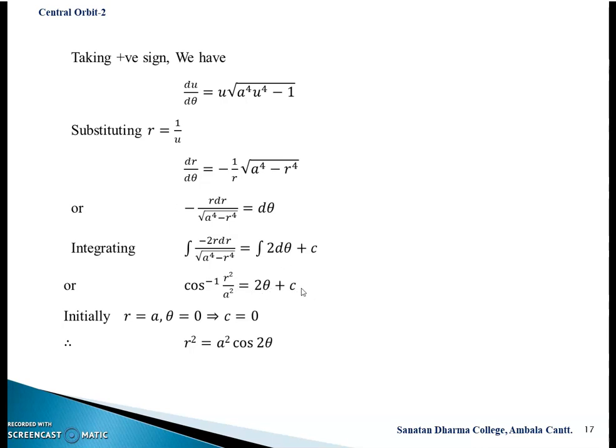Again we have a constant, so again apply initial conditions. Initially at r equal to a, theta is 0 because the particle is starting from r equal to a, so here the angle theta is 0. After substituting r equal to a and theta equal to 0 in this equation, you will get the constant equal to 0. Putting the constant in this equation, we finally have our equation of the orbit, or you can say the path of the particle: r square is equal to a square cos 2 theta.